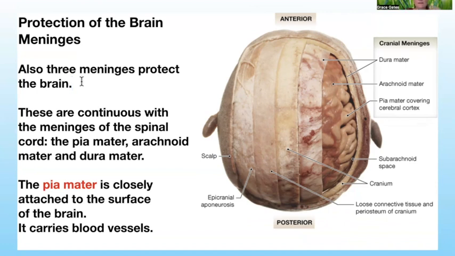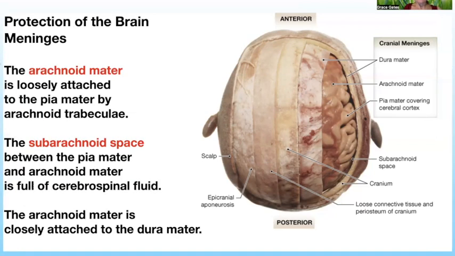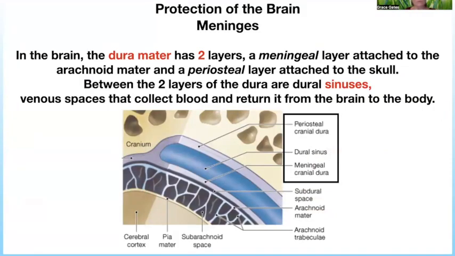And these are continuous with the meninges of the spinal cord that we just learned, the pia mater, arachnoid mater, and dura mater. And it's the same thing. The pia mater is closely attached to the surface of the brain. It carries blood vessels. The arachnoid mater is loosely attached to the pia mater by arachnoid trabeculae. The subarachnoid space between the pia mater and the arachnoid mater is full of cerebral spinal fluid. And then the arachnoid mater is closely attached to the dura mater. So far, all the same as we learned about the meninges in the spinal cord.